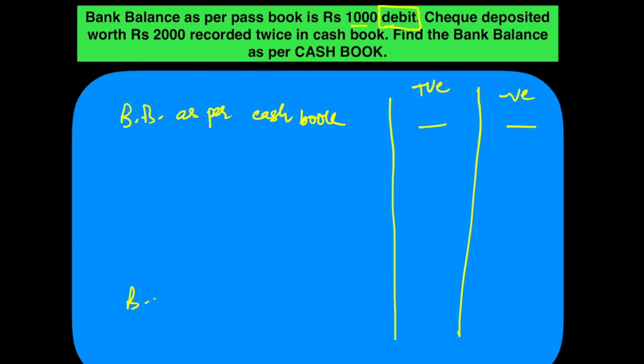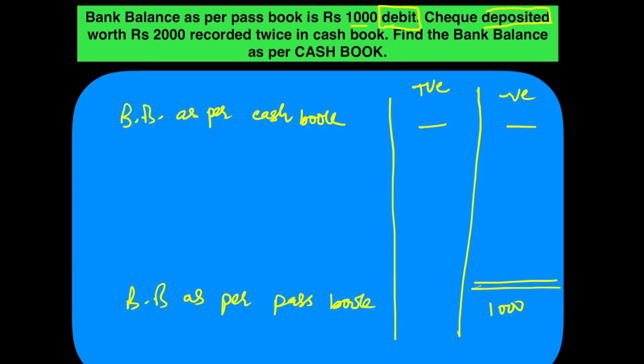Now we have been given bank balance as per passbook as 1000 debit. 1000 debit means 1000 on the negative side. 1000, this is our balancing figure, this is our final figure where we have to reach. Check deposited worth rupees 2000 recorded twice in the cash book. We have added it twice because it is deposited and not issued.